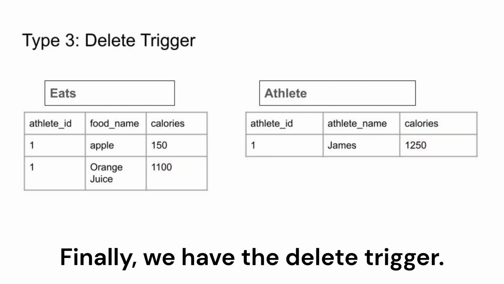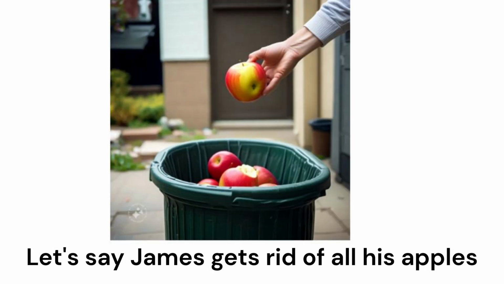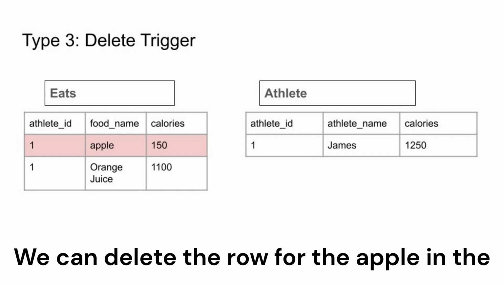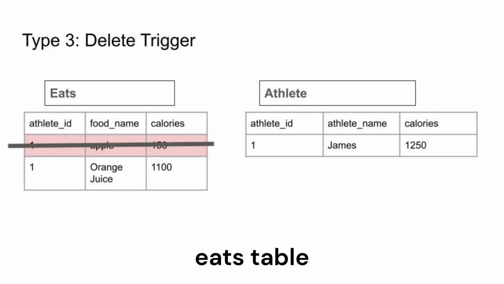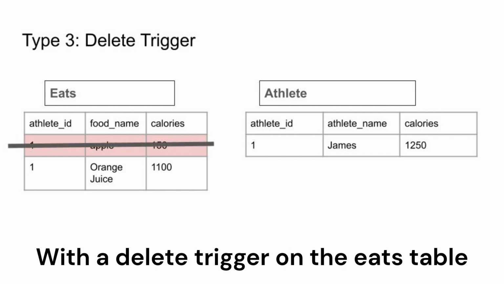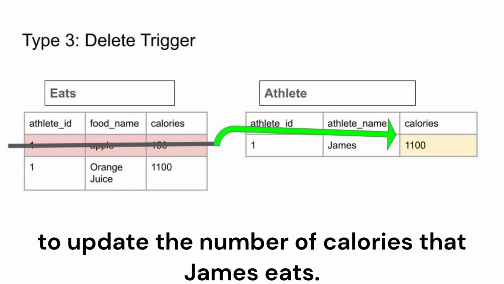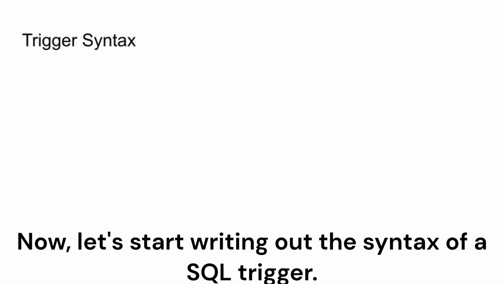Finally, we have the delete trigger. Let's say James gets rid of all his apples to only eat powerful orange juice. We can delete the row for the apple in the eats table. With a delete trigger on the eats table, we can automatically run a SQL statement to update the number of calories that James eats. Now, let's start writing out the syntax of a SQL trigger.